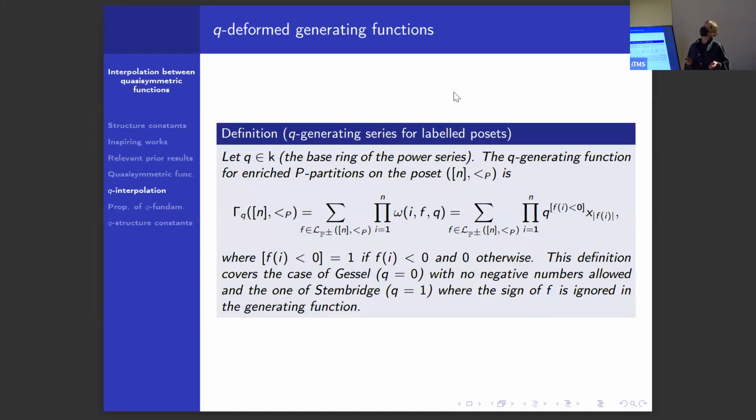So here I present our formal definition for the q-generating function for labeled posets P. We see an additional factor q that appears each time when the value of f is negative.